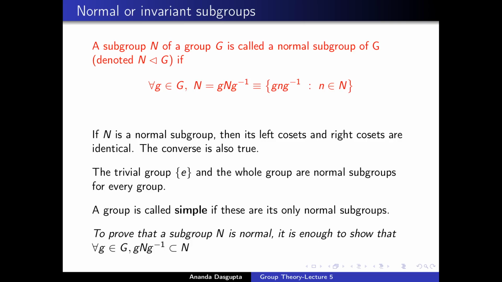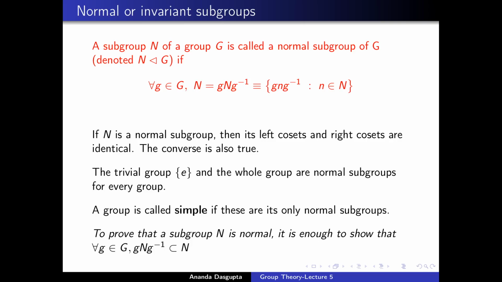Why this is enough is again rather simple. Remember, this has to be true for all small g belonging to capital G, which means it also has to be true for small g's inverse. So, the moment you show that for every small g in capital G, g N g inverse is a subset of capital N, you end up also showing that g inverse capital N g is a subset of capital N. That means simply that N is a subset of g N g inverse.